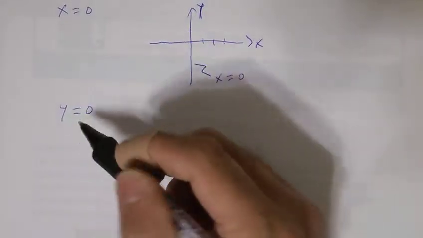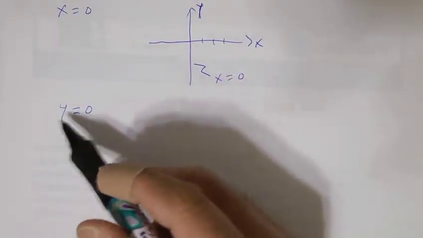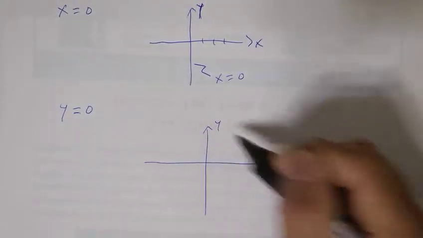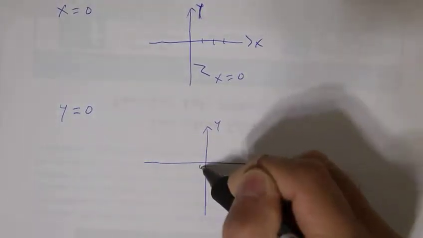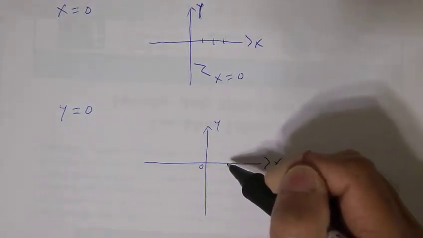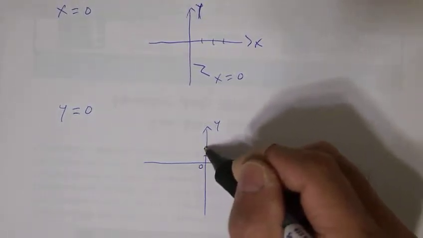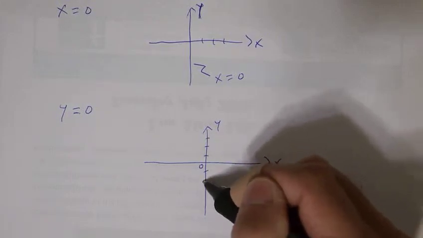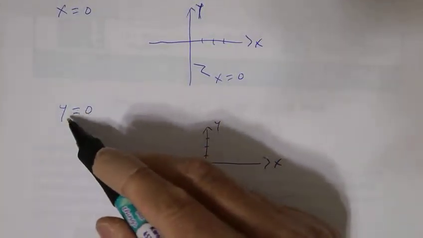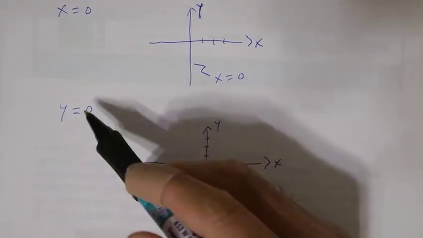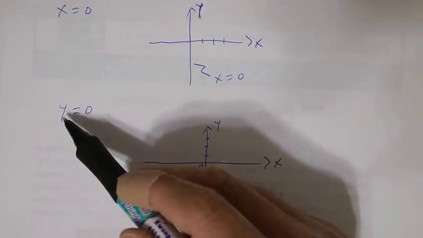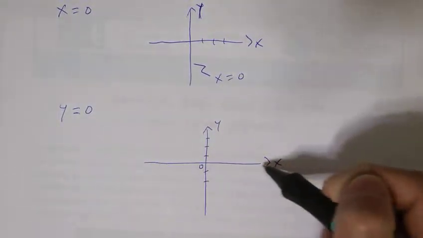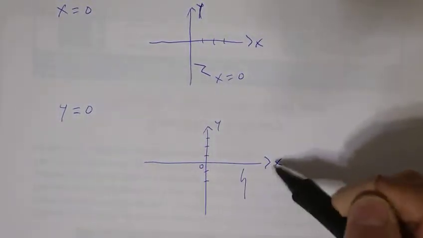One more case. How about y equals 0? How do you interpret this? So draw a coordinate plane, or the Cartesian plane. This is 0 here. And you may label the y-axis at 1, 2, 3, and -1, -2, and so on. What does it mean that y is always equal to 0? As we discussed before, the slope here is 0. That means flat. So y is always 0 means the horizontal axis.